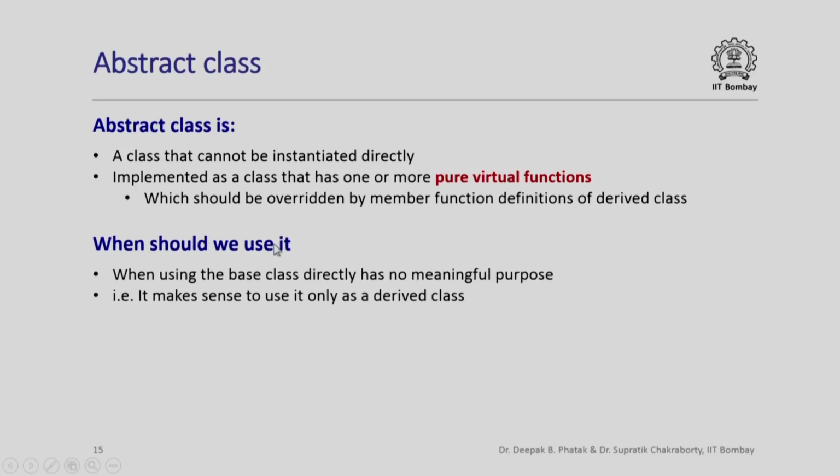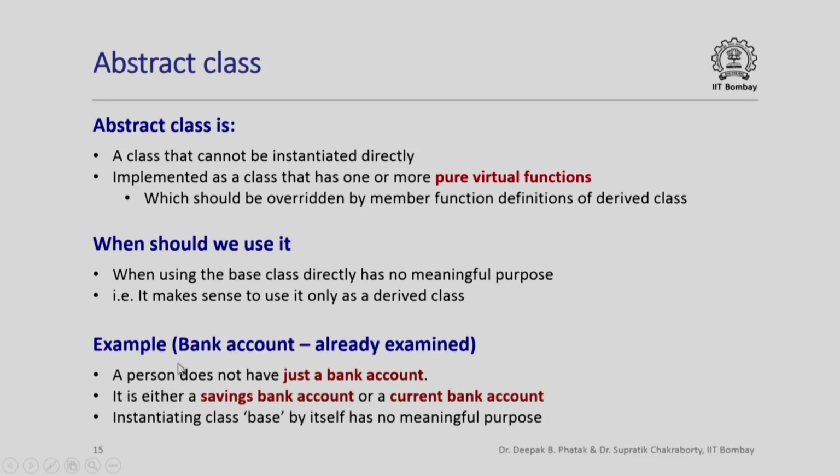When should we use abstract classes? When using the base class directly has no meaningful purpose and it only makes sense to use it as a derived class. Here is an example that we have already seen. If you recall the bank account example, a person does not just have a bank account; it is either a savings bank account or a current bank account, or maybe some other kind of bank account. So really when we want to instantiate an object, we want to instantiate an object of a savings account or a current account, not just a bank account.